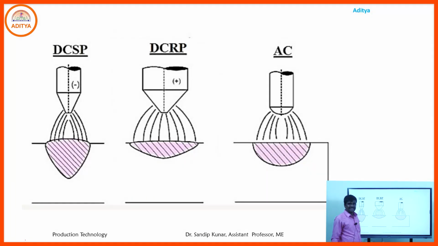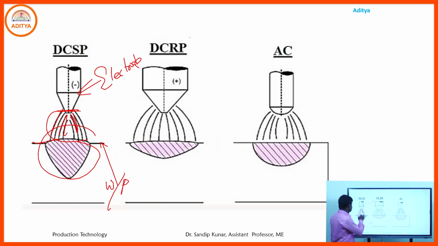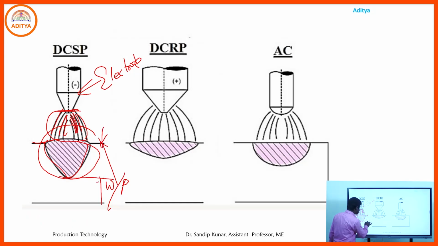In direct current straight polarity, consider the electrode and the workpiece. Between the workpiece and the electrode, the arc is created, meaning an ionized column of air or gas. As shown, the shape of the created weld face has more penetration depth in the case of straight polarity.